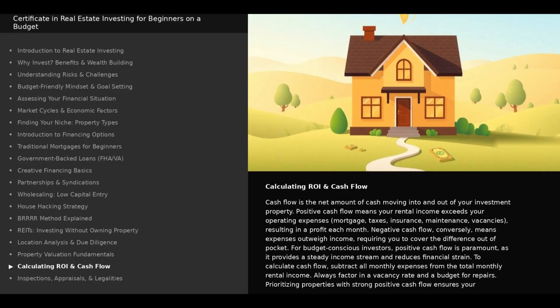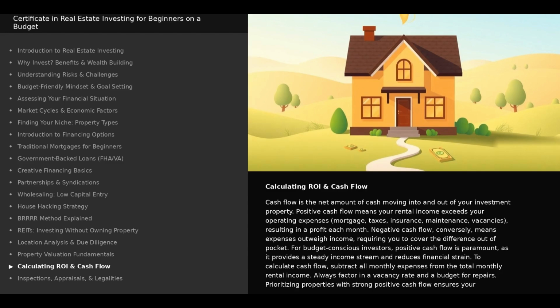For budget-conscious investors, positive cash flow is paramount, as it provides a steady income stream and reduces financial strain. To calculate cash flow, subtract all monthly expenses from the total monthly rental income. Always factor in a vacancy rate and a budget for repairs.